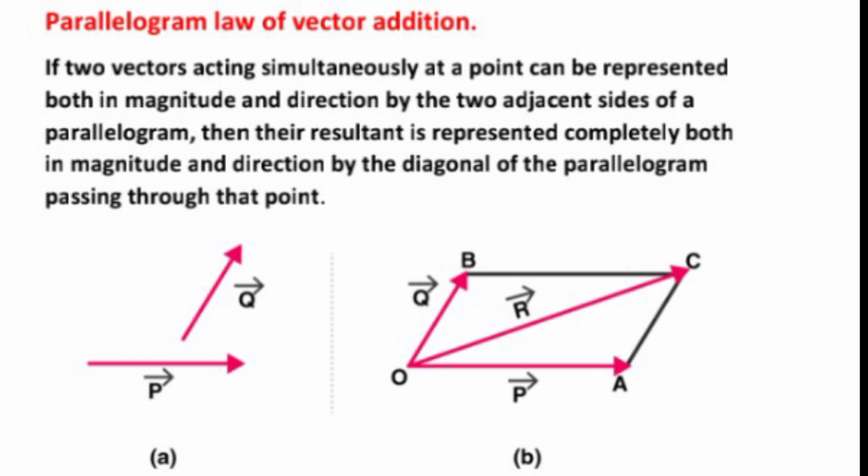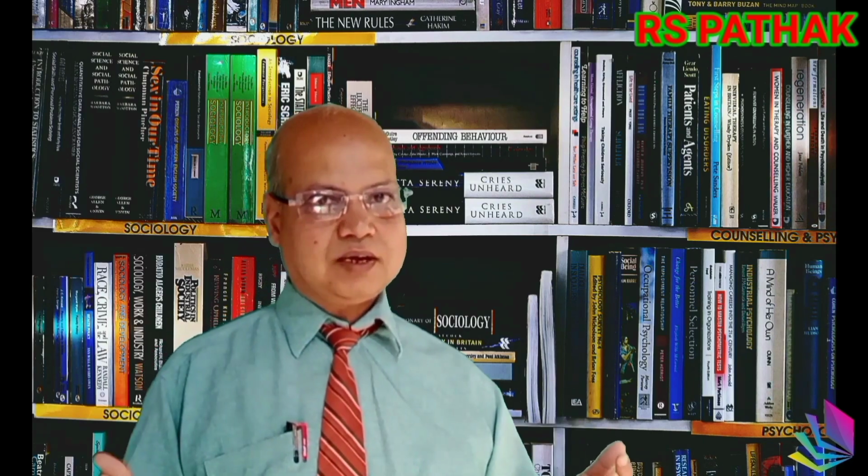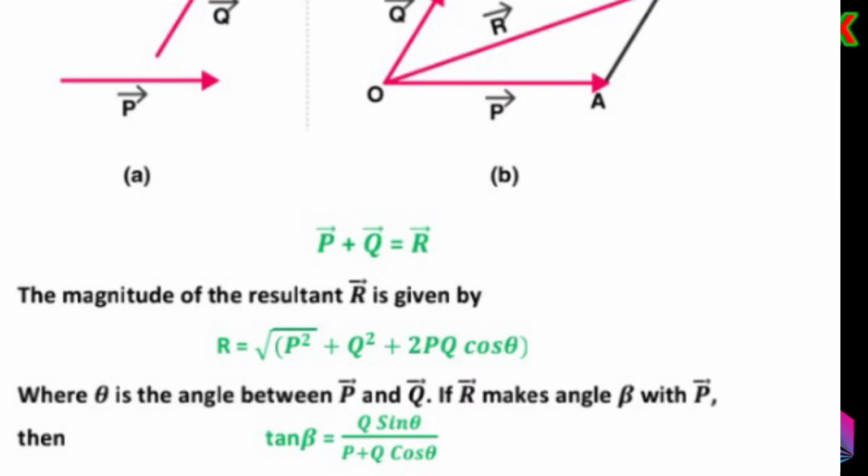Parallelogram law of vector addition. If two vectors acting simultaneously at a point can be represented both in magnitude and direction by the two adjacent sides of a parallelogram, then their resultant is represented completely both in magnitude and direction by the diagonal of the parallelogram passing through the point. If theta is the angle between the vectors P and Q, then R makes angle beta with P and tan beta equals Q sin theta upon P plus Q cos theta.